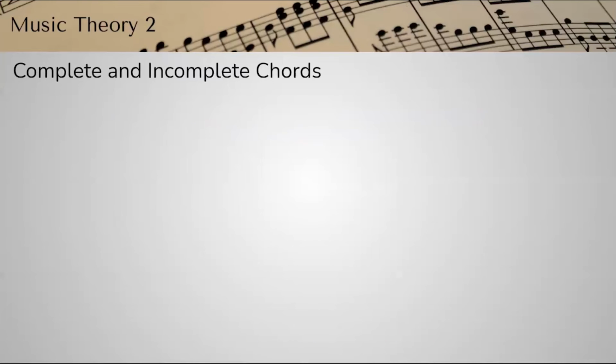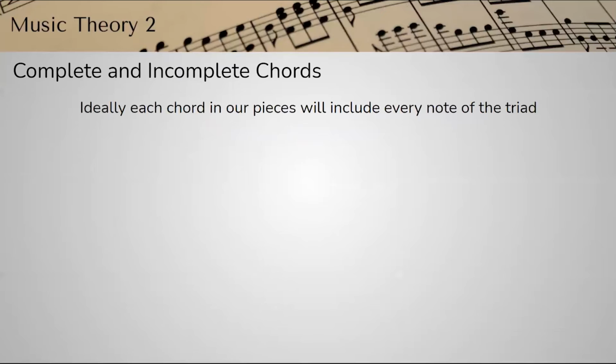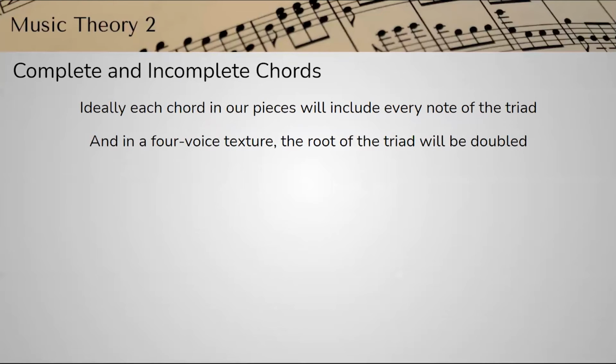So let's talk about complete and incomplete chords, because since we're writing voices, sometimes it's not always possible to have every note of the triad. Ideally, each chord in our pieces will include every note of the triad because that makes it sound the most full. In a 4-voice texture, the root of the triad will also be doubled. So that's kind of the ideal situation. A triad should have a doubled root, and all of the parts of the triad should be present. So it should have a root, it should have a third, it should have a fifth, and that root should be doubled somewhere. That's the ideal that we want.